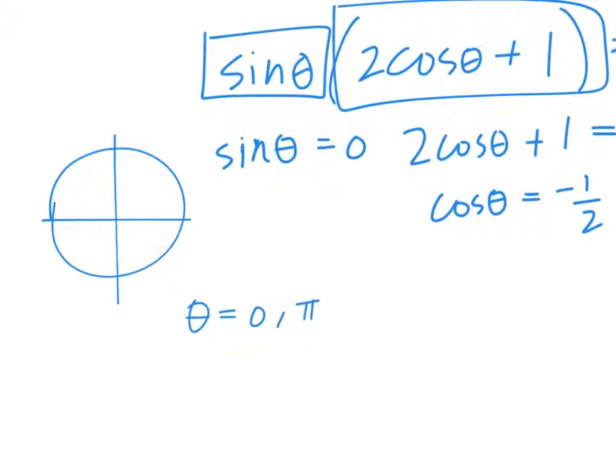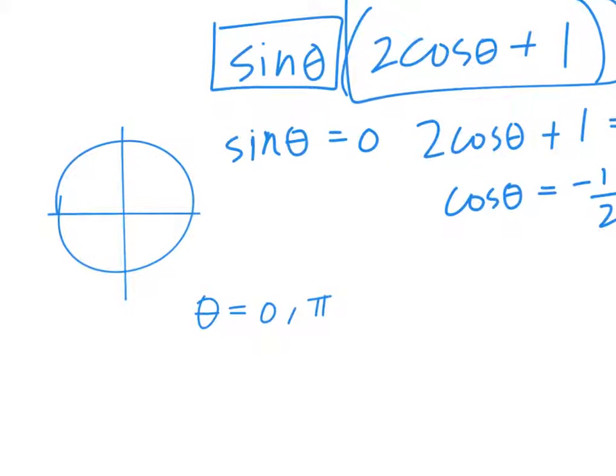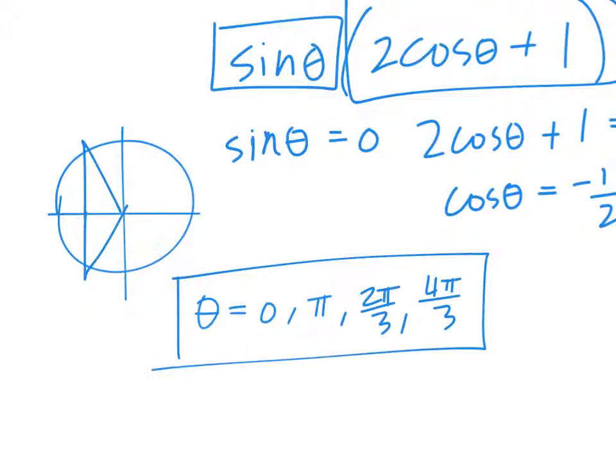All right, what makes cosine -1/2? Meaning, what makes x -1/2? This little thing: 2 pi over 3. And then one more: 4 pi over 3. If you have not memorized your unit circle, please make it a priority when you go home. Memorize it. All right, 4 angles. Let's do a little harder one.